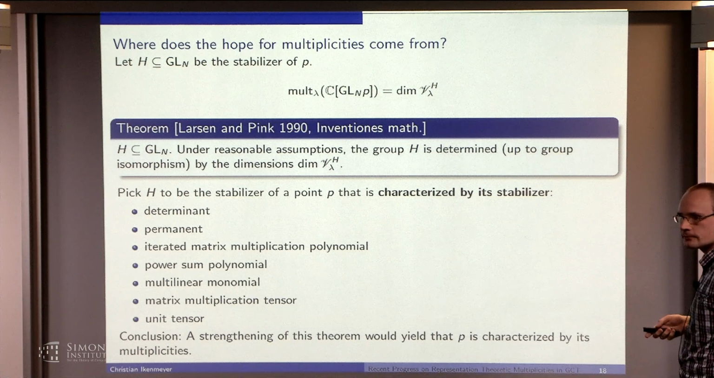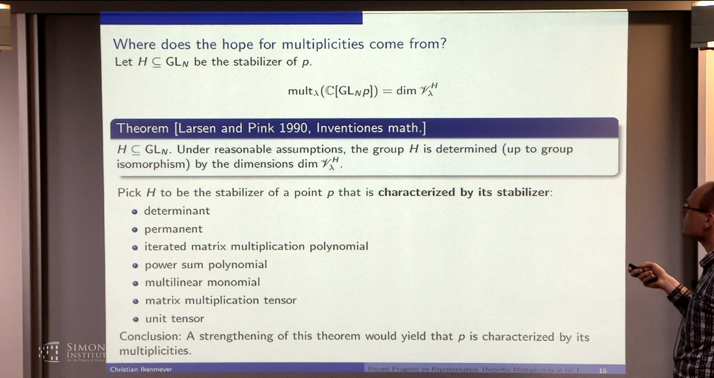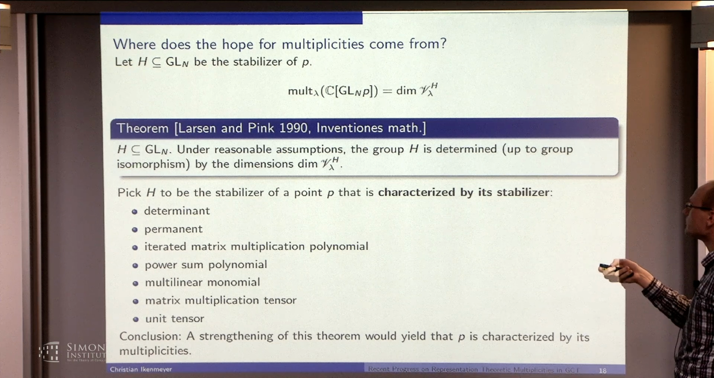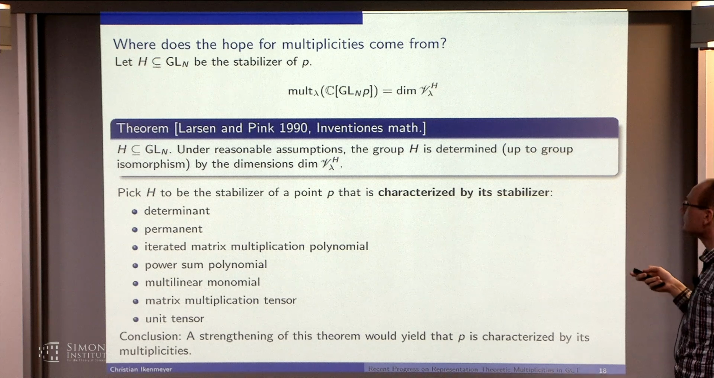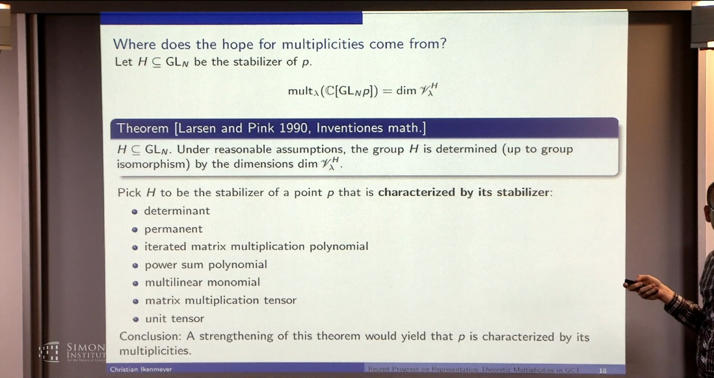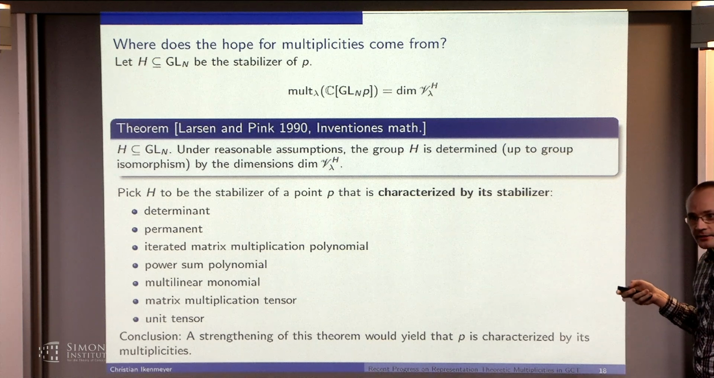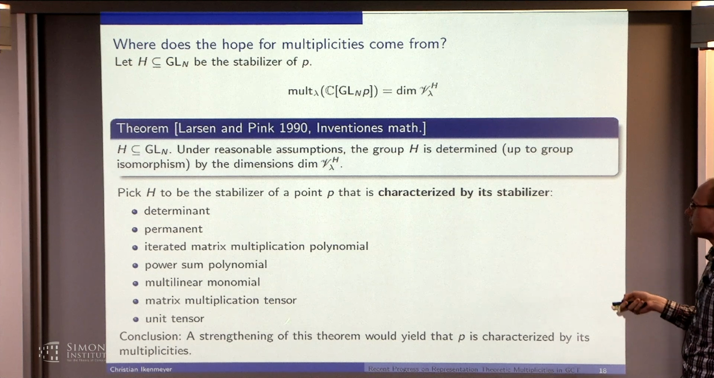Why are you saying strengthening? Yeah. Because there are some issues here. First of all, there are reasonable assumptions, and then this is up to group isomorphism, which is also not... These are not characterized by its stabilizer up to group isomorphism. Connected and semi-simple. Yeah, it's also semi-simple. Yeah, it's connected, semi-simple. I think that's all, I believe. Yeah, that is true, but this is not the case here.